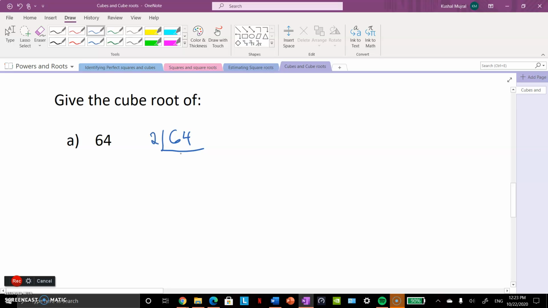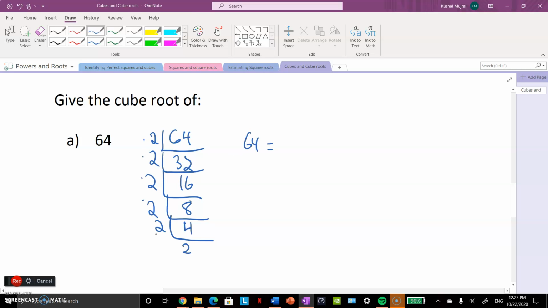Okay, so divide this by 2, we have 32. Divide this by 2, we have 16. 2, 8, 2, 4, 2, 2. So 64 equals, there's 1, 2, 3, 4, 5, 6 2's. So it's 2 times 2 times 2 times 2 times 2 times 2.